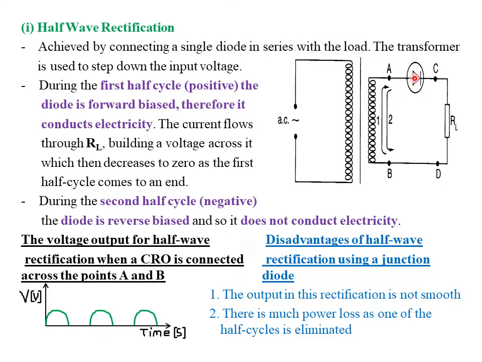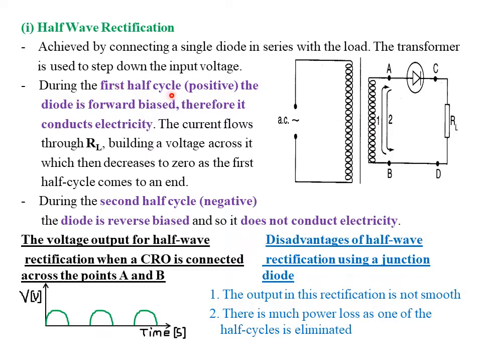Of course, this is our single diode. Then this is what we are calling our resistor load. The transformer is used to step down the input voltage. Of course, our input voltage is the alternating current. This is a step down transformer because it has more number of turns in the primary coil as opposed to the fewer number of turns in the secondary coil.